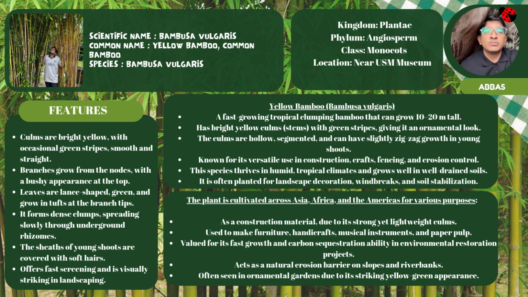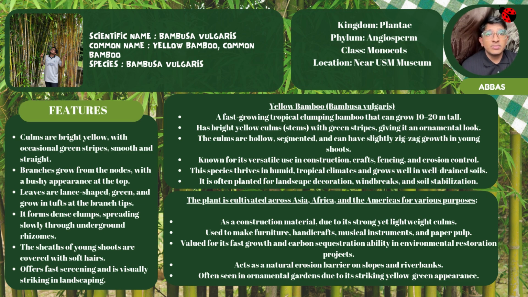What makes Bambusa vulgaris stand out? Bambusa vulgaris stands out for its bright yellow stems, sometimes with striking green stripes. The stems are hollow and segmented, and they grow in dense clumps. Its lance-shaped green leaves grow in tufts, and the culm sheaths of young shoots are covered in soft hair, giving it a unique and elegant texture.